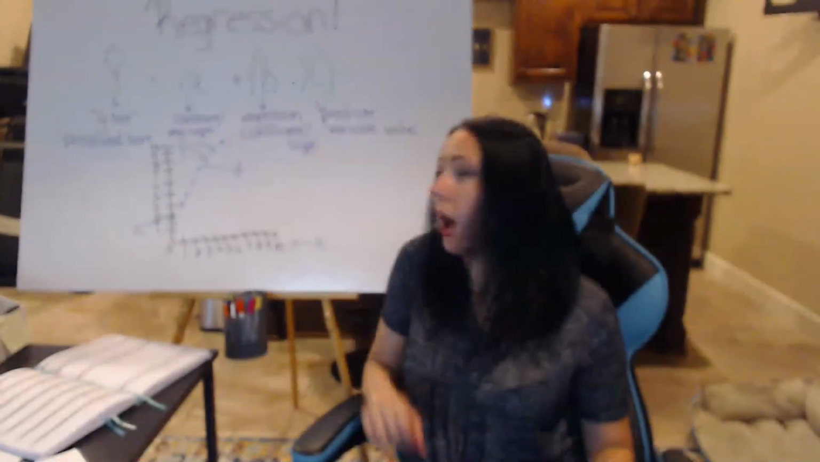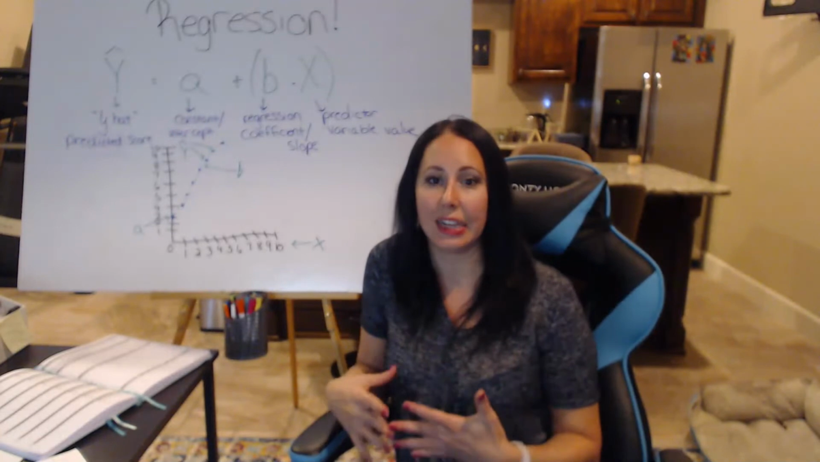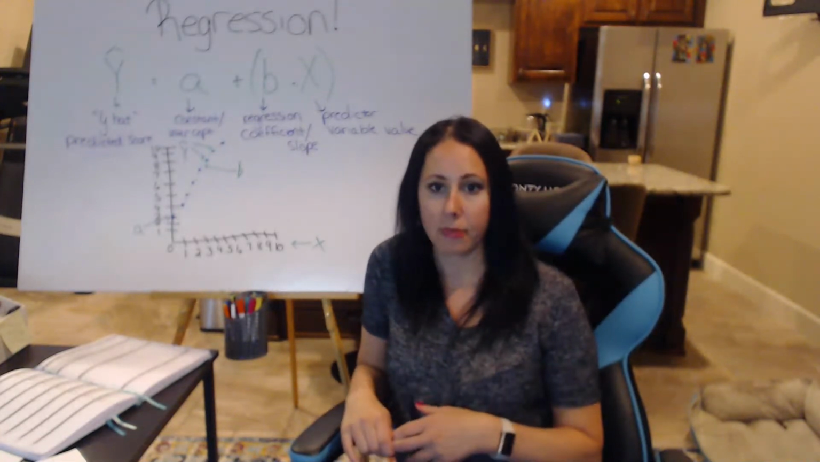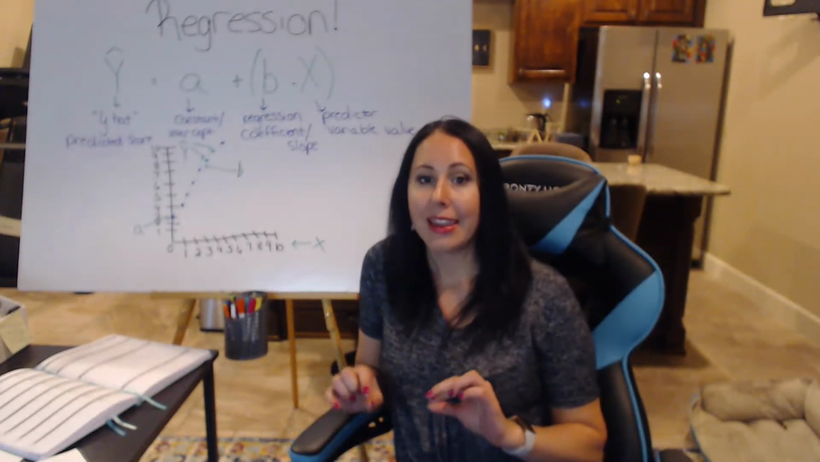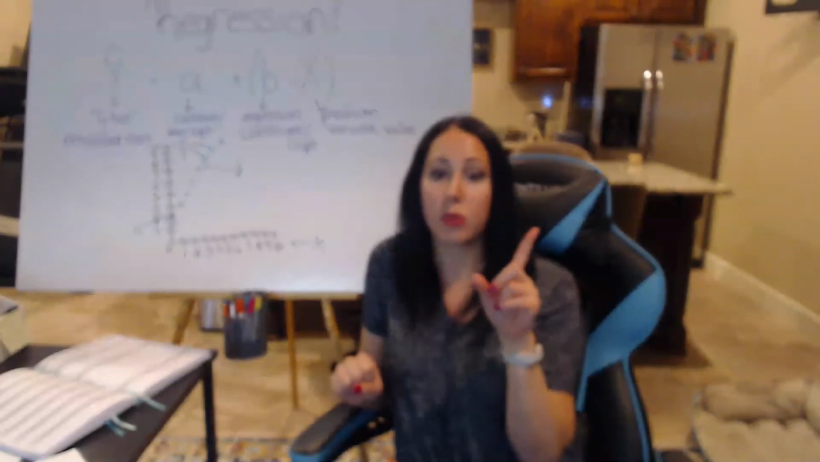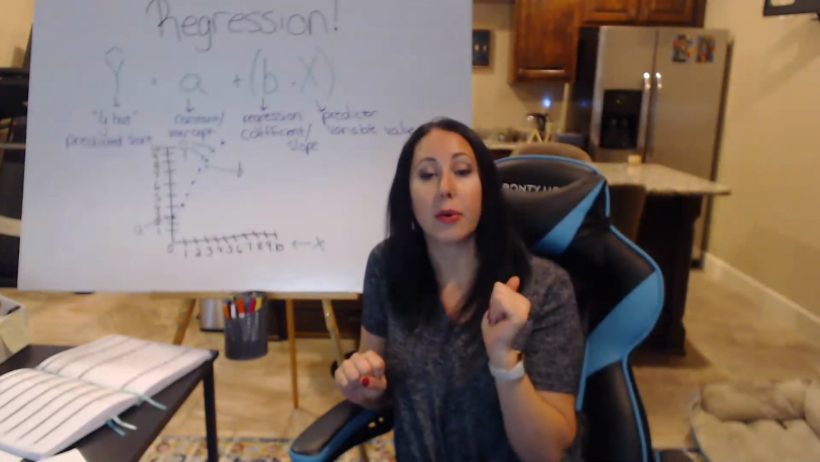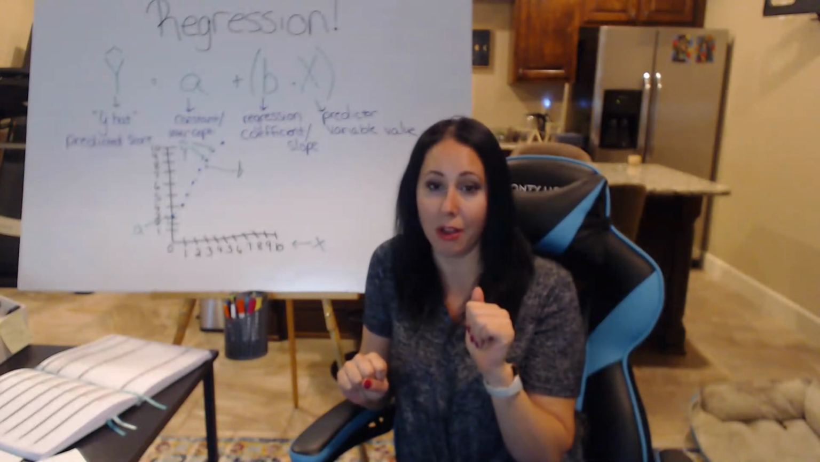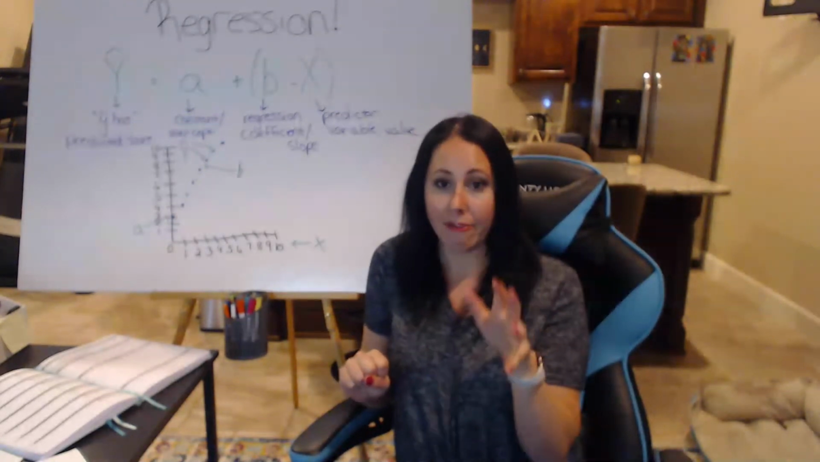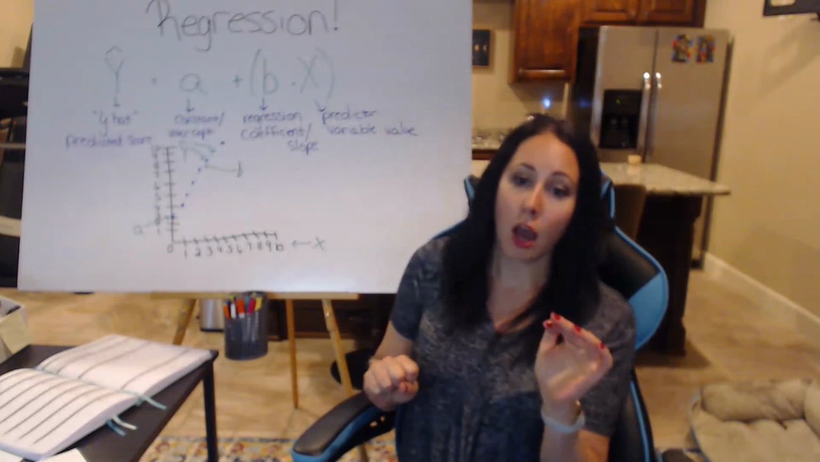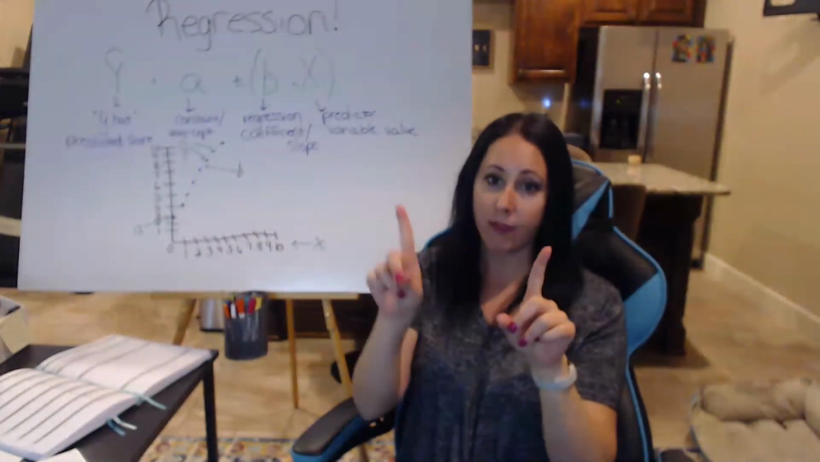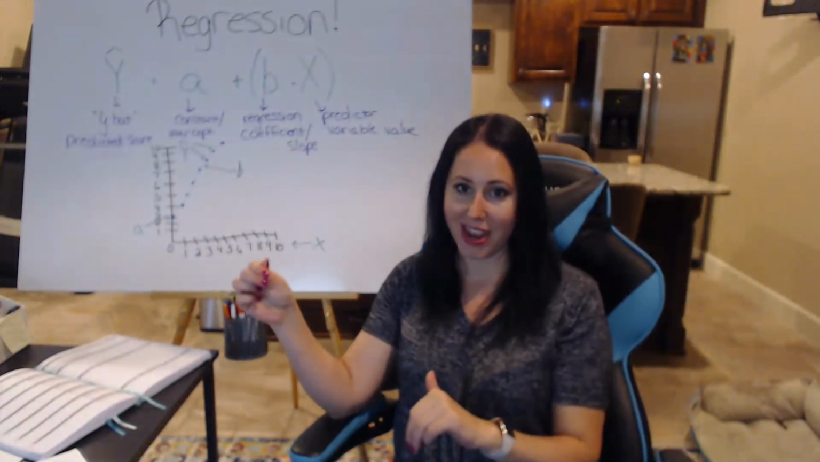And then again, Y hat is your predicted score. Now, remember, this is with our bivariate regression. It's been a long week, guys. With our bivariate regression, we have 1 independent and 1 dependent variable. We're going to make this more complicated in a minute.